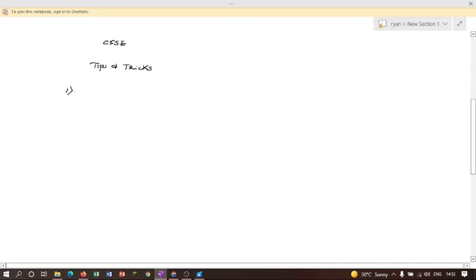Tips and tricks. The first point: if both the divalent cation and the trivalent cation are non-transition elements, the spinel formed here is known as normal spinel.